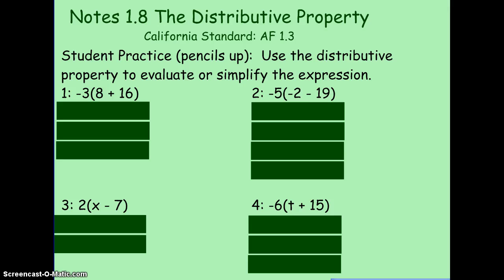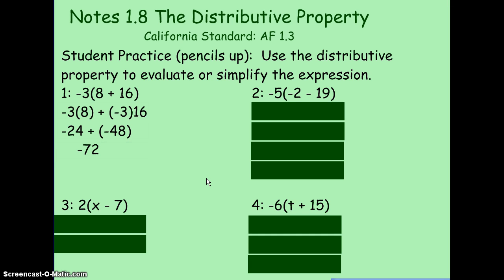Okay. Student practice here. Go ahead and try distributing and then solving. And we will pause your video and start it back up when you're ready to see. Here I have negative 3 being distributed to both the 8 and the 16. I multiply each of those by negative 3, which gives me 2 negative numbers. So right away I know my answer must be negative. And I add them together.